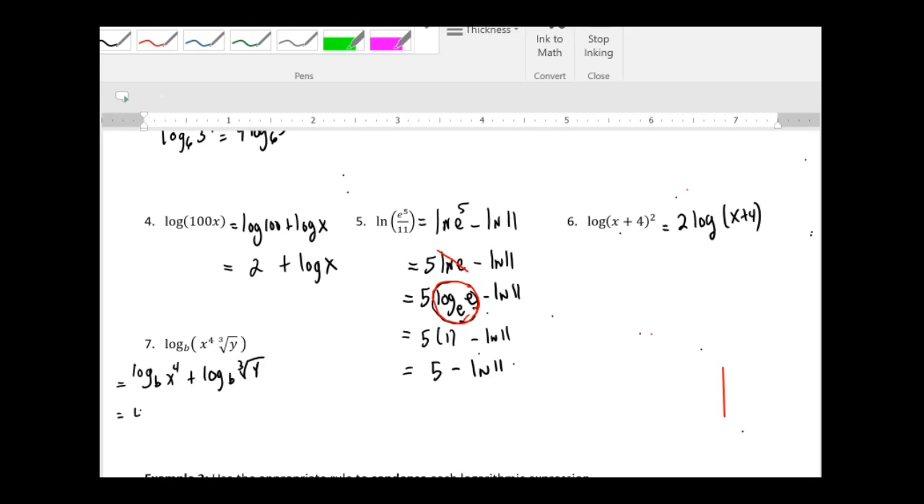I can bring the 4 to the front using the power rule, plus anytime you have a root, we can write it with a fraction. So the cube root will be a 1/3. So this would be 4 log base b of x plus, and I can bring the 1/3 to the front, 1/3 log base b of y. Again, anytime you have a root, you can change that to an exponent.